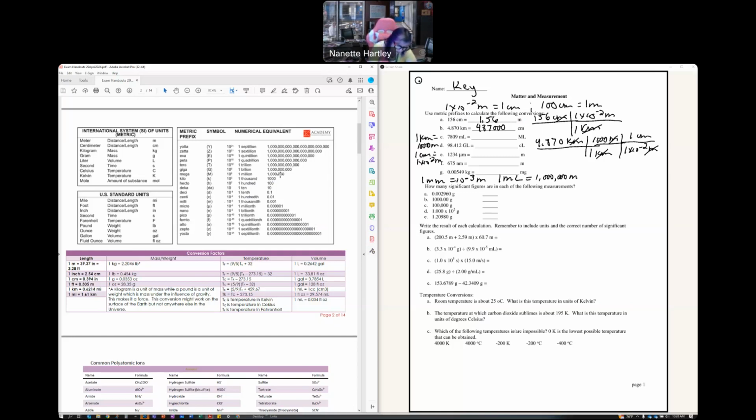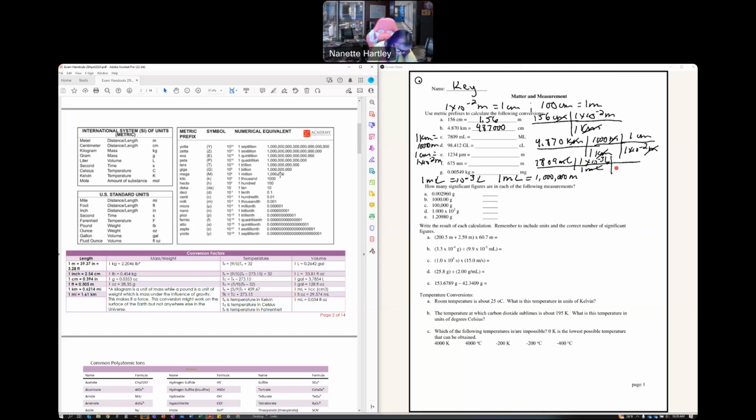All right. So I take my number 7809. That's in milliliters. Sorry, this is a milliliter, not meters. So 1 times 10 to the minus 3 liters is 1 milliliter. Cancels the milliliters, leaving me with an answer in liters.